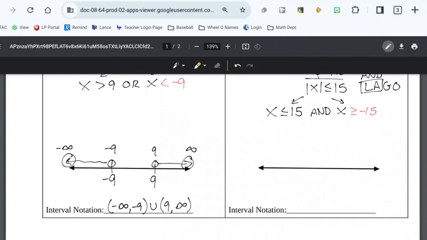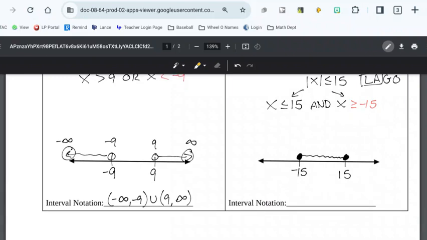So now we're ready to graph. Again, remember the negative is on the left when we have a negative and a positive. This time it's going to be a closed circle or a closed dot. And it's an AND problem, so we automatically shade to the middle. Interval notation. We have no arrows. We have negative 15, though, is the first thing we hit on the left, and it's with a closed dot, so we use a bracket. And then we go to 15, and it's, again, a closed circle, so we use a bracket.